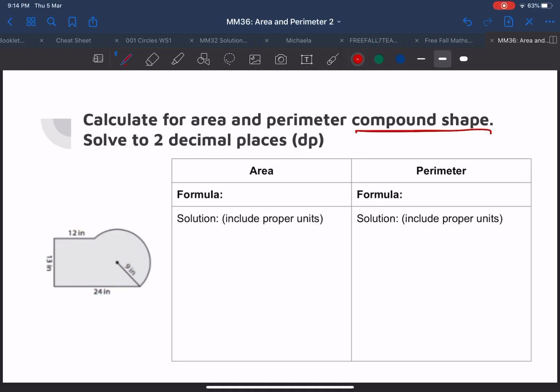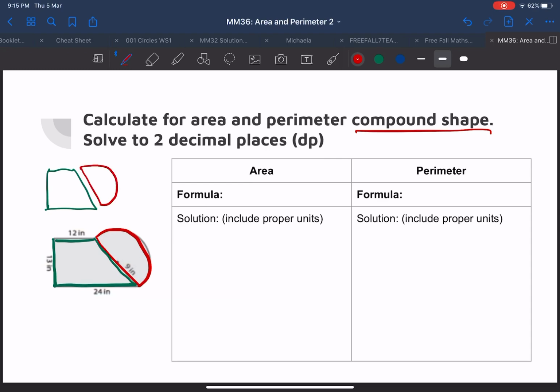If you look at this shape, you will see that there is a semicircle, a half circle, and there also is a trapezium. So there are two shapes in it: the trapezium and the semicircle.